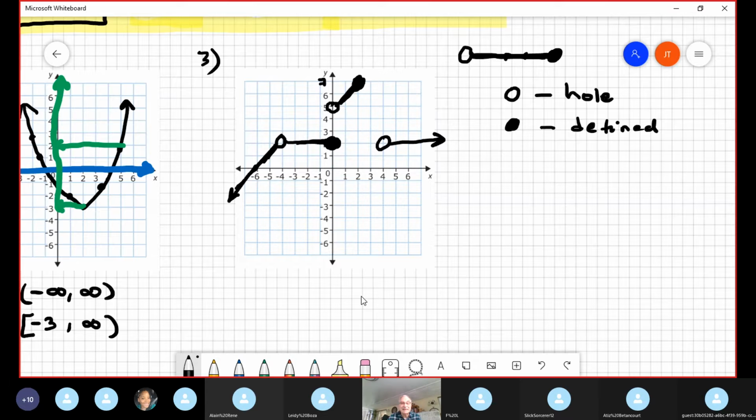Okay, ready for the complicated part. Domain, remember, is the projection of any point onto the x-axis. So I suppose that this arrow indicates it continues forever to negative infinity, this is negative infinity. But here, at -4, we have a hole.